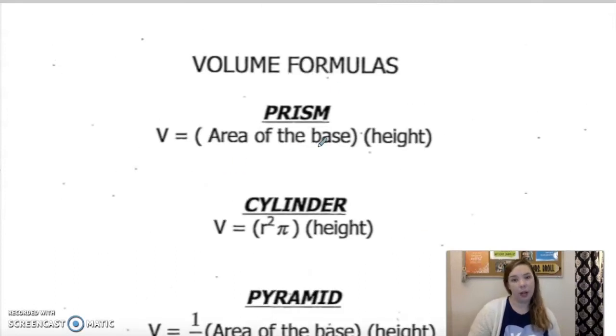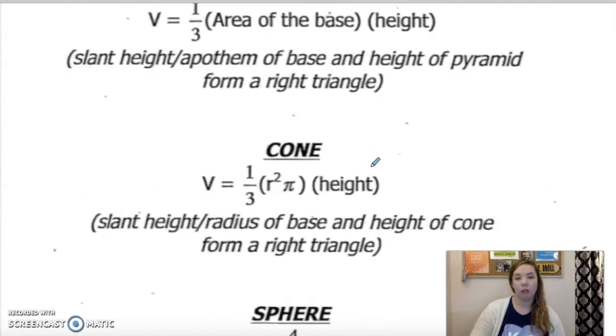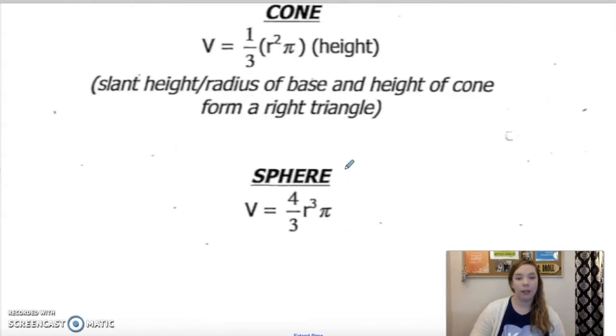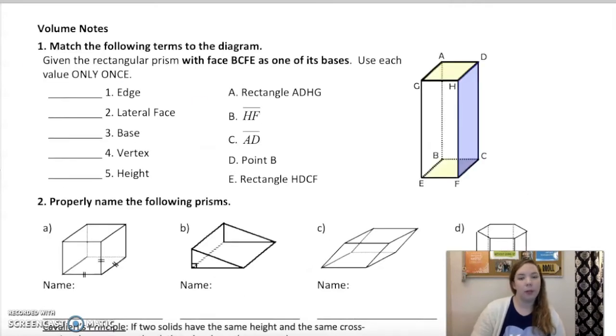But for example, today we'll work on prisms and cylinders. Pyramids and cones will be worksheet 3, I believe, and spheres are in worksheet 2. So we'll take them one step at a time. So this first one, we are really focusing on prisms for the most part. Part 1 says match the following terms to the diagram.